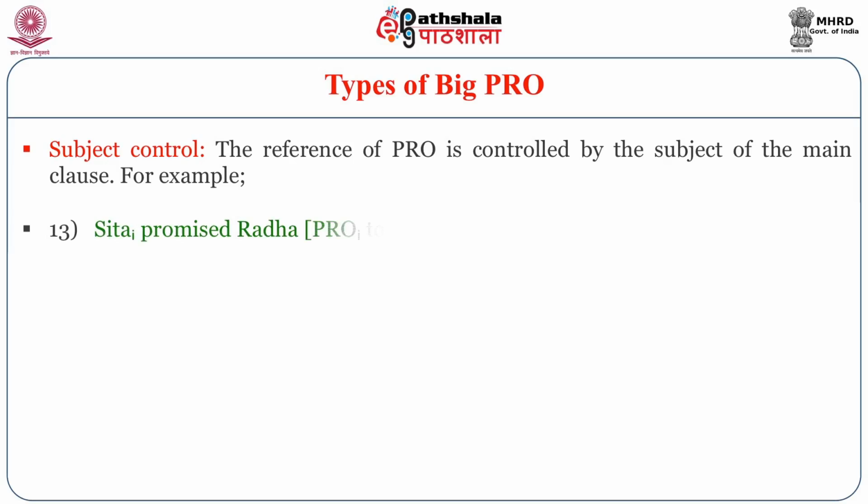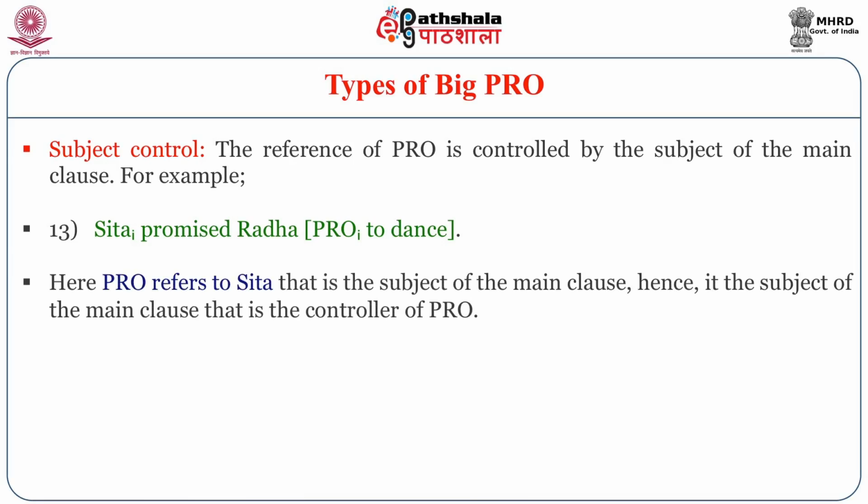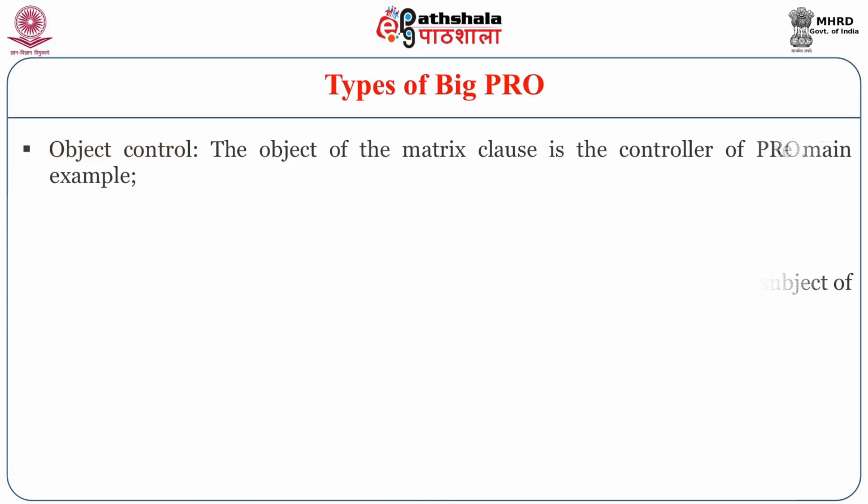For example, Sita promised Radha. Promised to what? Promised to dance, promised to sing, anything. Here PRO refers to Sita, that is, the subject of the main clause. Hence it is the subject of the main clause that is the controller of PRO. Then object control: the object of the matrix clause is the controller of PRO.